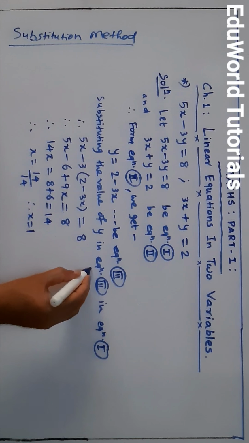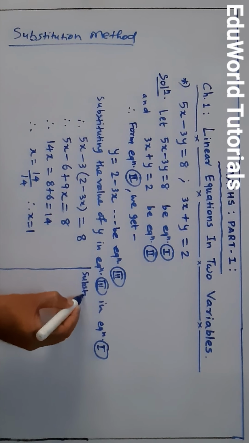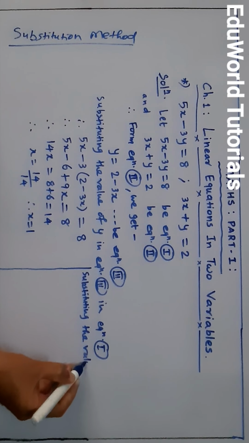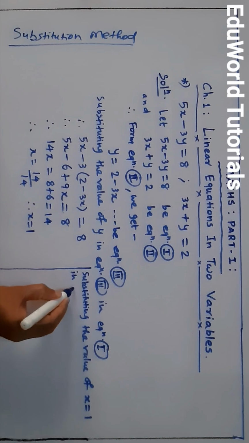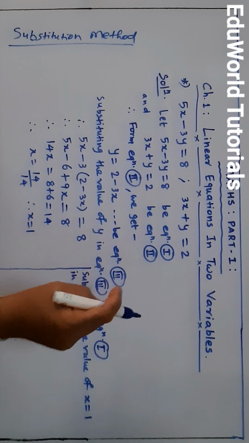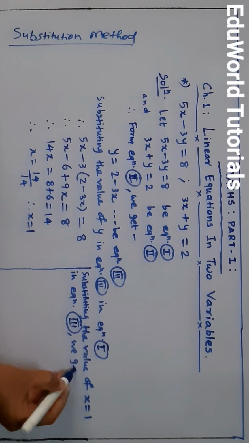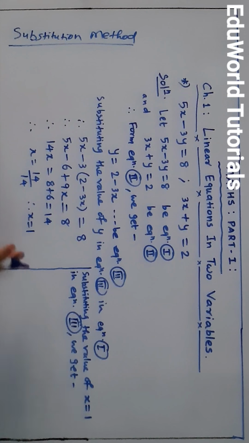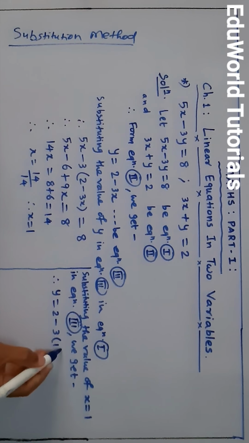And then, as we did earlier, what do we have to do? Substituting the value of x, which is equal to 1, in any equation. Now we can put it in equation first or second or third. So we better write in equation third. We get, now in equation third we have y equal to 2 minus 3x, but x is 1. So I have to write y is equal to 2 minus 3 into 1.